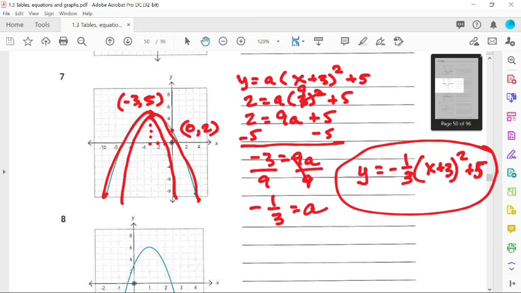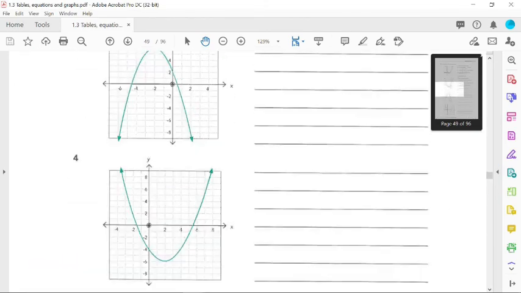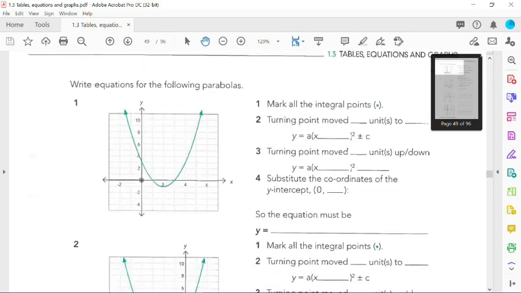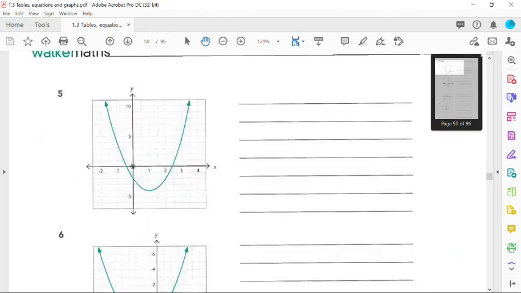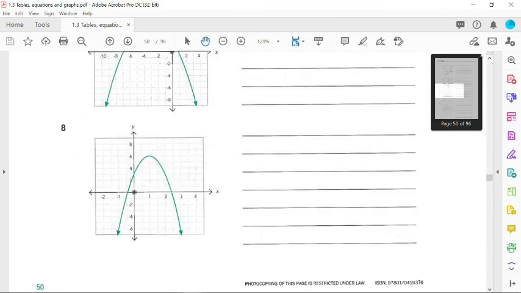No, not MCAT. All right, so what we're going to do is I'm going to give you some of these to work on so that you can find some of these. Let's see, it started on page 49 and ends on page 50. So page 49 and 50.